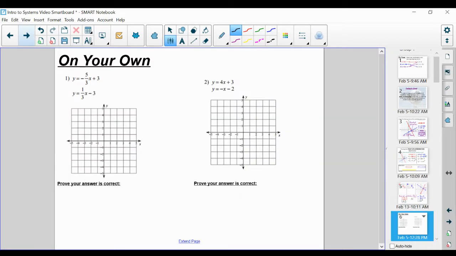I'm going to ask that you try on your own these two problems. Please try to figure out the point of intersection and prove that your answer is correct.